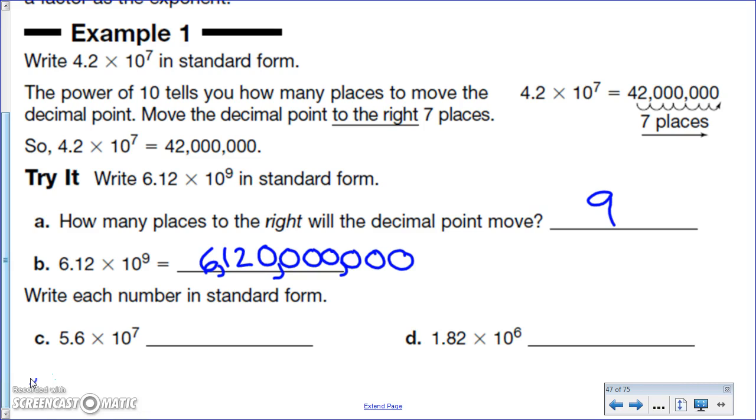For C and D, it wants us to write each number in standard form. So for C, we have 5.6 times 10 to the 7th. The 7 tells us we're going to move the decimal 7 places. So it's going to go once past the 6, and then we're going to add 6 zeros. And we get 56 million. For D, we have 1.82 times 10 to the 6th. So the 6 tells us we're going to move the decimal 6 places. So after we get past the 8 and the 2, we're going to add 4 zeros. So we have a total of 6 places there.